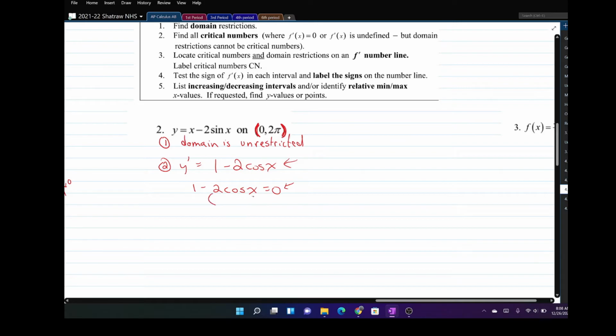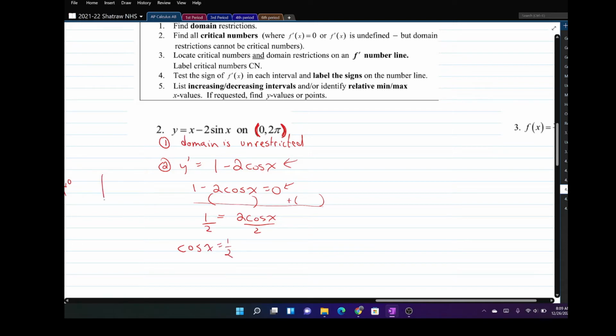Although usually you do actually have to find the answer. So I'm going to take this 2 cosine of x and add it to both sides, but I'm not showing all my work on this. I don't have to. 1 equals 2 times cosine of x, right? Because I added that to both sides. I'm going to divide by 2. And what I'm telling you is that I need to know when cosine of x is equal to 1/2.